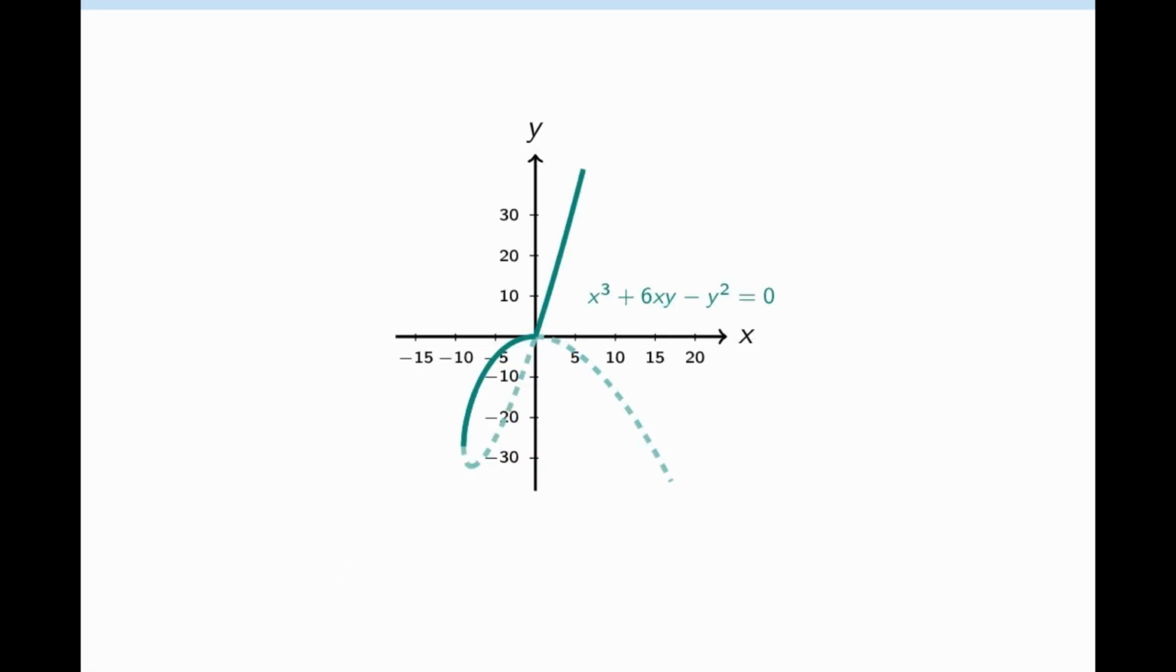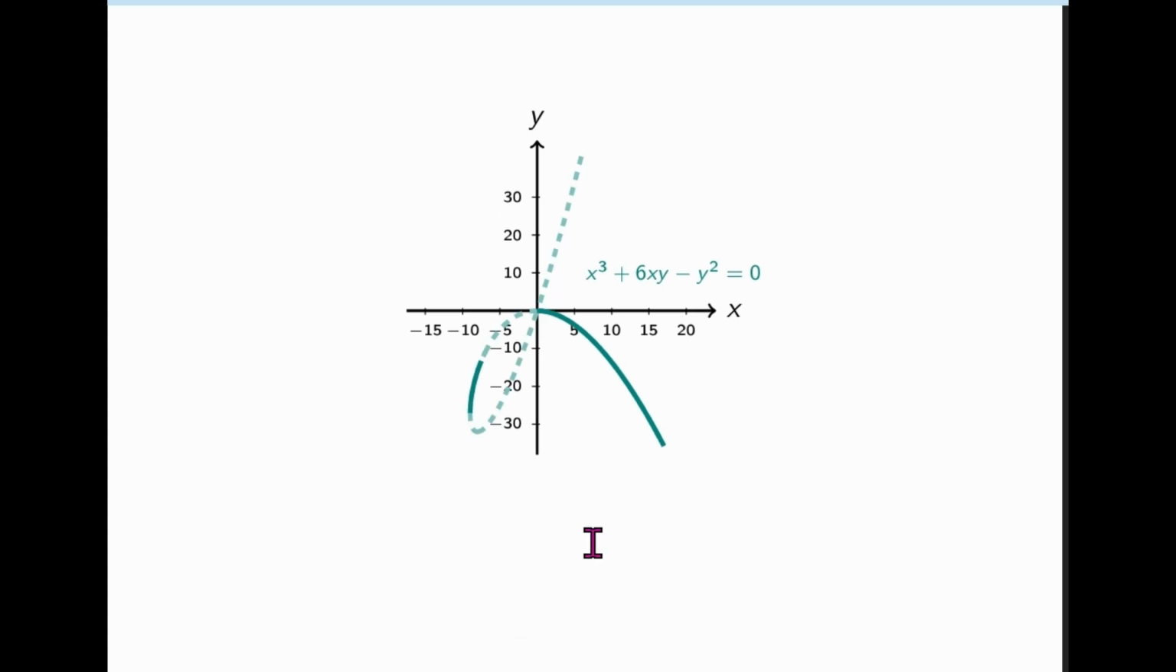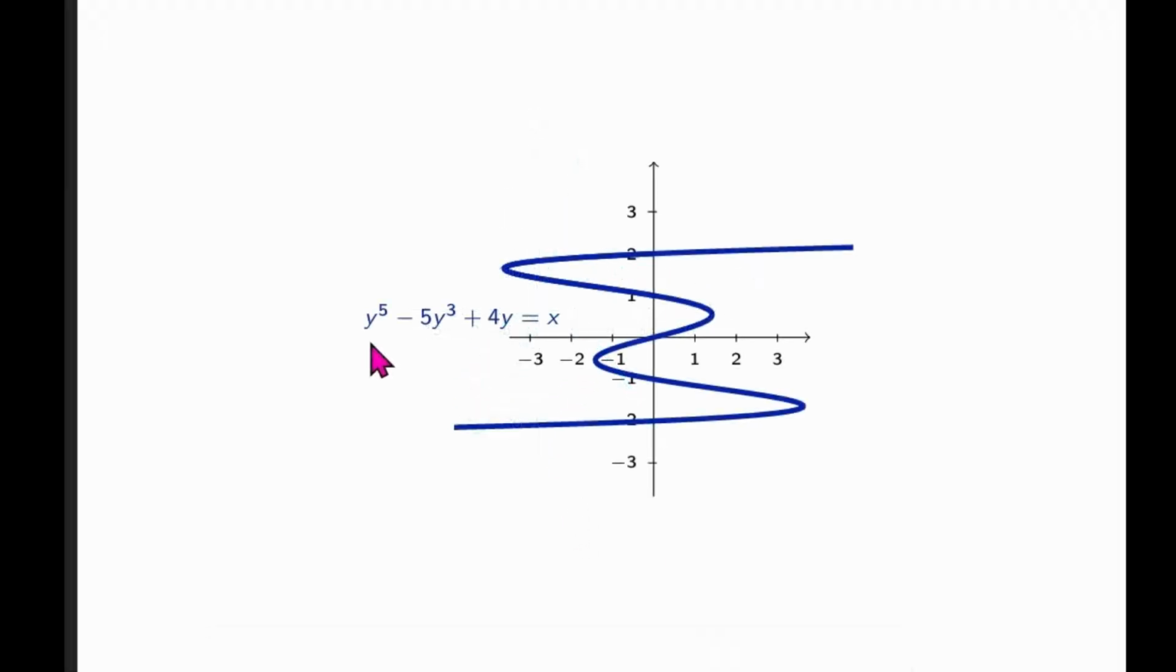Thus, the graph consists of pieces that can be viewed as graphs of functions of x. At some points, a small piece of the graph can be instead viewed as the graph of x as a function of y. On the other hand, consider the equation y to the fifth minus 5y cubed plus 4y equal to x. Here, x is explicitly given as a function of y, so the entire graph is the graph of a function of y.